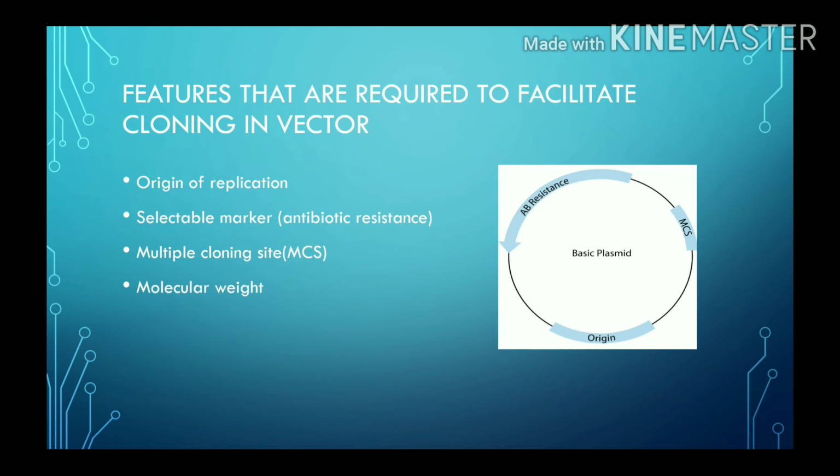Features that are required to facilitate cloning in a vector are origin of replication, selectable marker, multiple cloning site and molecular weight. So this is the structure of a basic plasmid. Here we can see the region for origin of replication. Here is the multiple cloning site where the restriction endonuclease can act, and this is the place where the target DNA is added. And this is the antibiotic resistance gene, which is a selectable marker.